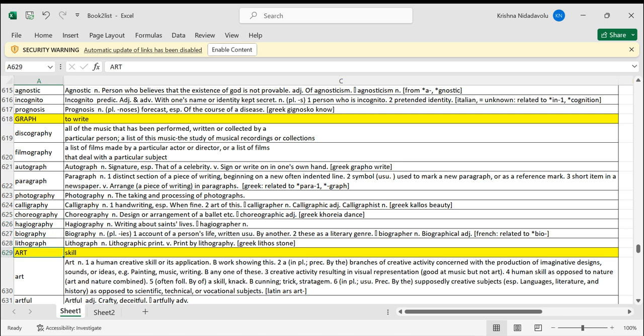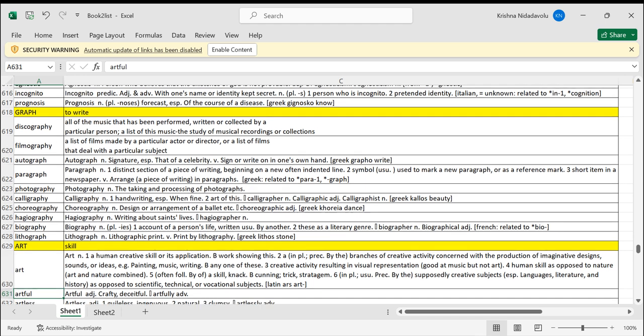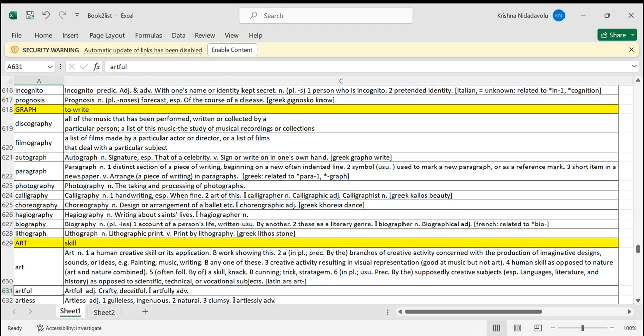Then let's get to the next word, which is art. We all know what art is in English, and in Latin also, it means skill. Art is any application of skill. We also mean clever by art. So there are a lot of words related to cleverness in art.